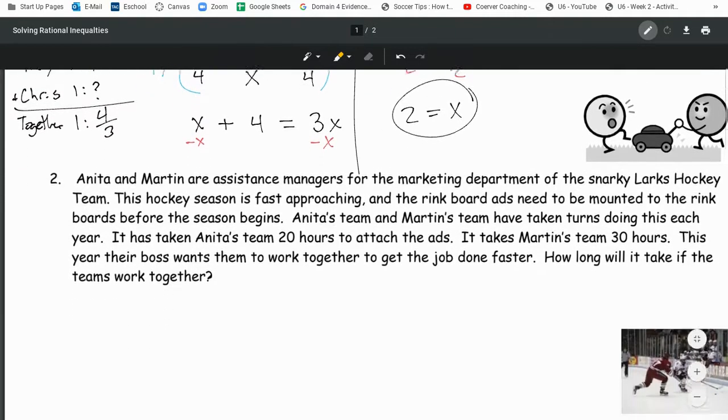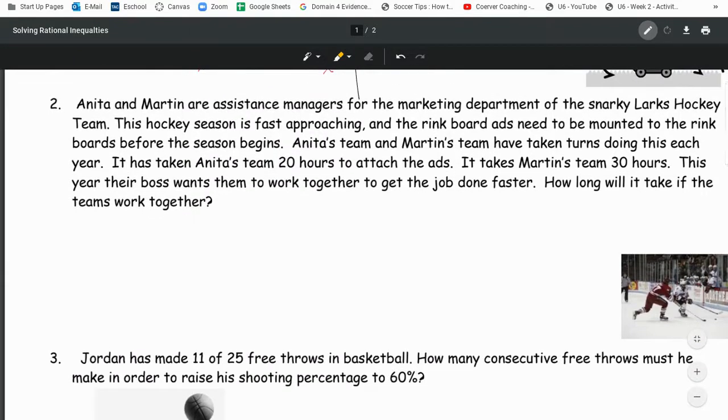All right, moving on to number 2. Number 2 says, Anita and Martin are assisting managers for marketing department of the Snarky Larks hockey team. The hockey season is fast approaching, and the rink board ads need to be mounted to the rink boards before the season begins. Anita's team and Martin's team have taken turns during each year. It has taken Anita's team 20 hours to attach the ads. So Anita does one job in 20 hours.